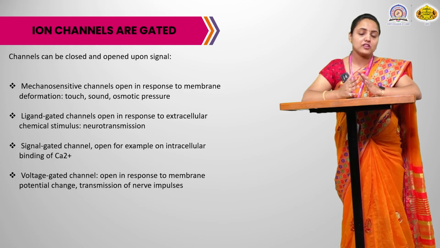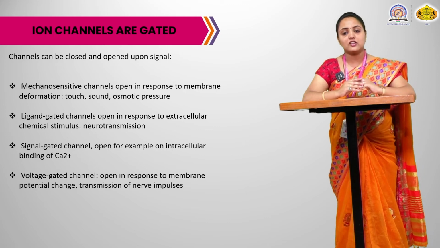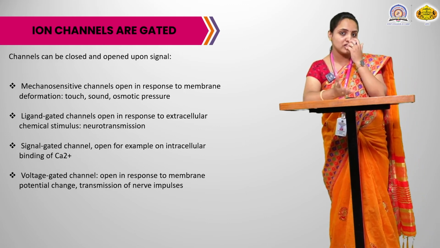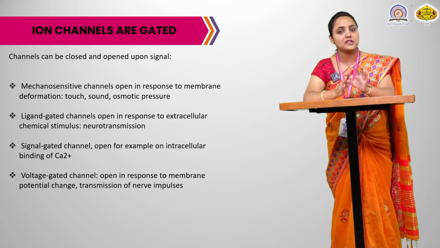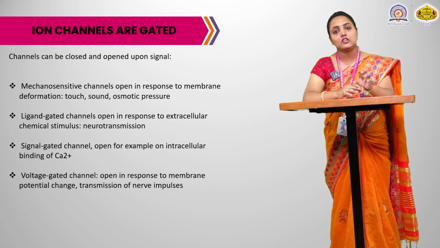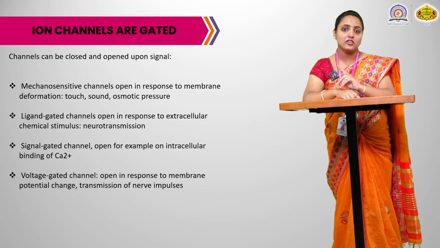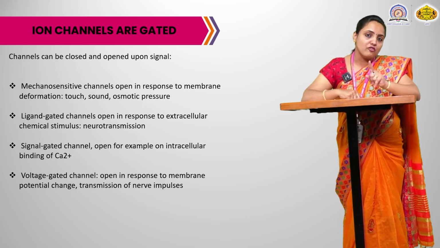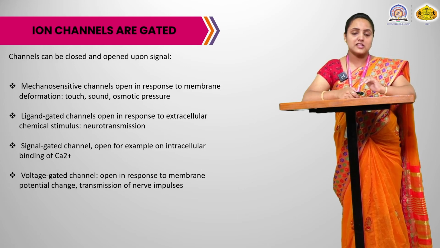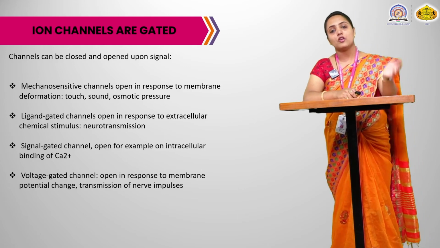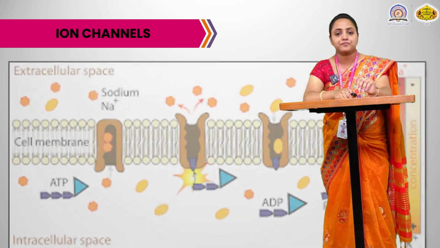Signal gated channels open, for example, by intracellular binding of calcium, and voltage gated channels open in response to membrane potential change, transmitting nerve impulses. They are also present in your neuron, on the axon. On the axon of the neuron, voltage gated ion channels are present, which transport various ions from outside to inside.